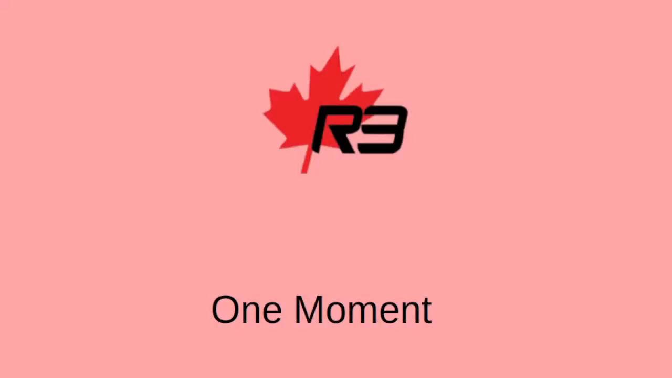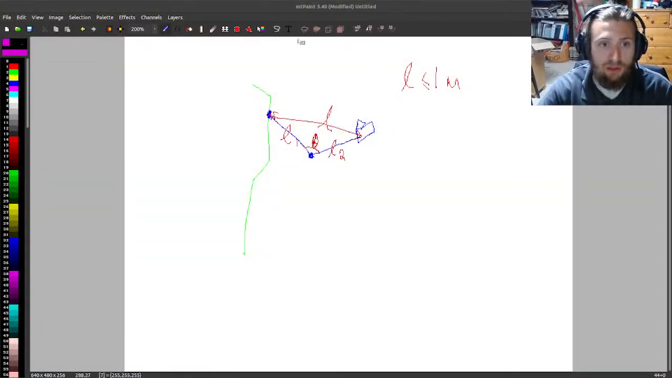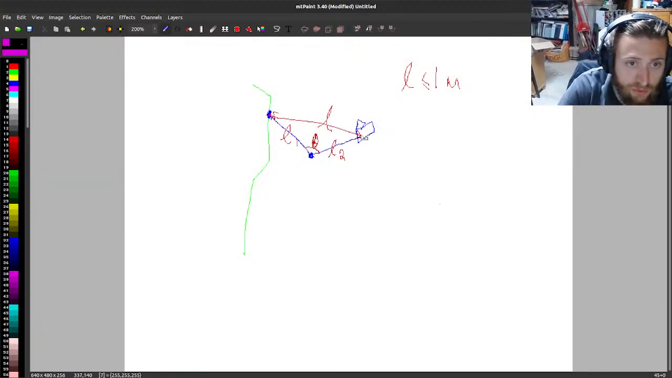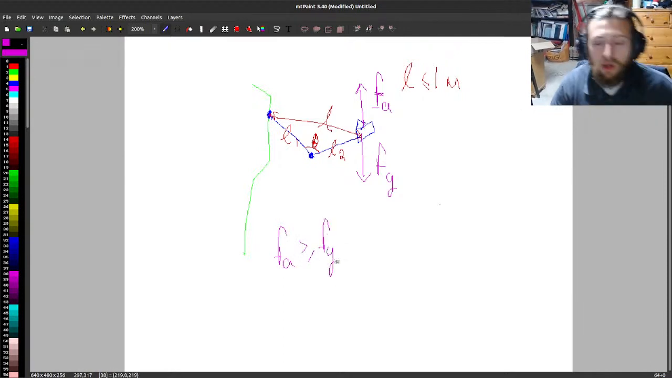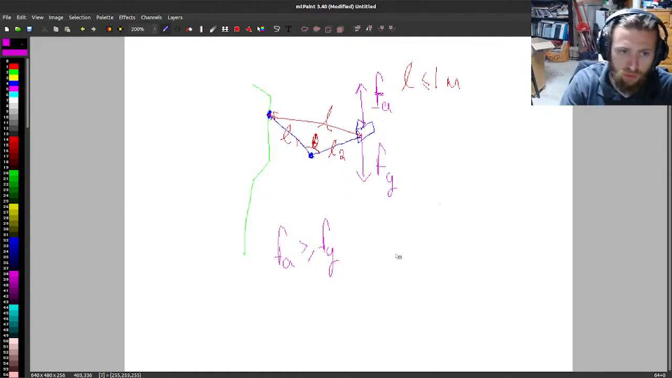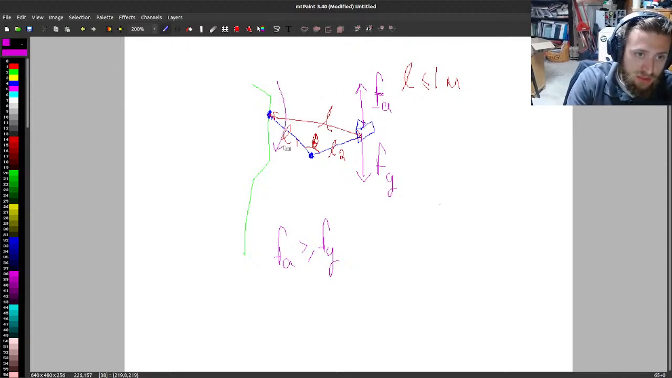So let's go back to the drawing really quick. Oh, yeah, this is the one I wanted. So let's draw those forces. The first force is going to be the force of gravity. So we'll call that FG. And the second force is going to be the force applied, FA. FA is going to be greater than or equal to FG, so that the arm can actually move. And then in terms of rotation, this arm is going to rotate approximately 180 degrees. Now, it can rotate probably more than that, but we don't need it to rotate more than that. 180 degrees is way more than enough.